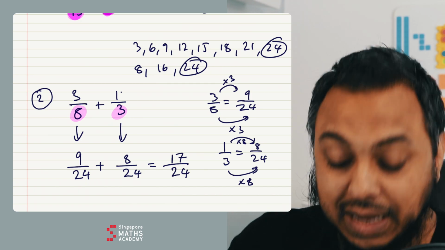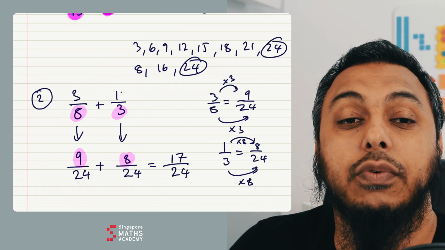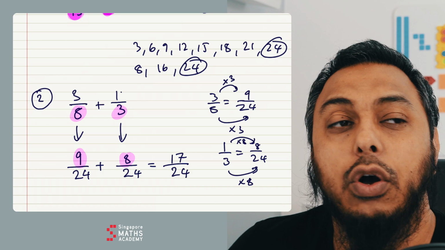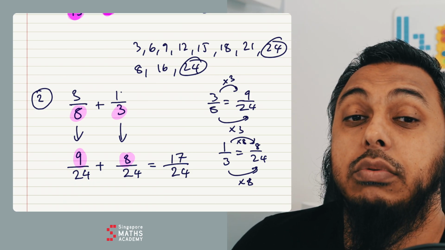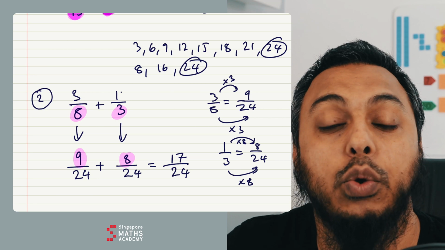9/24 add 8/24 is equal to 17/24. Does that make sense? Have a go at some of the questions maybe below if you can, or let's go for our subtraction questions and then you can have a go at the whole quiz below.